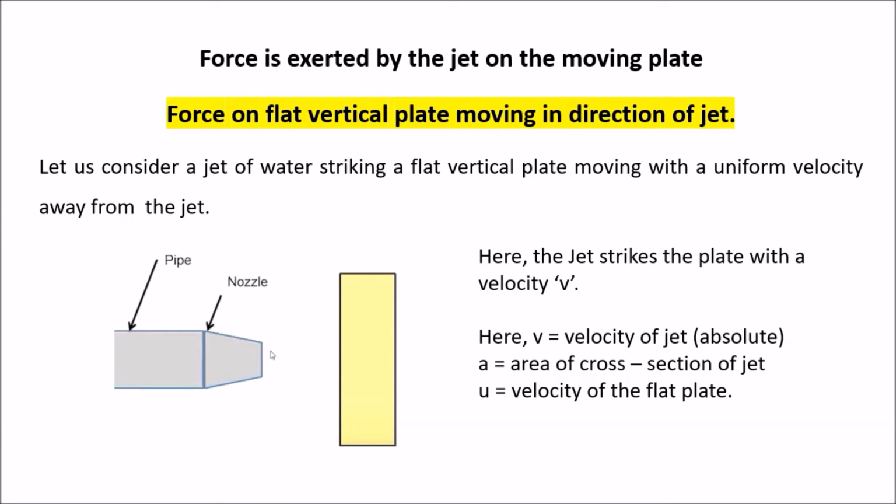First we will see the diagram. We can see a nozzle and a flat plate. Let us consider that the jet of water strikes a plate with velocity v. Here we can see v is the absolute velocity, a is the area of cross section of the jet, and u is the velocity of the plate.